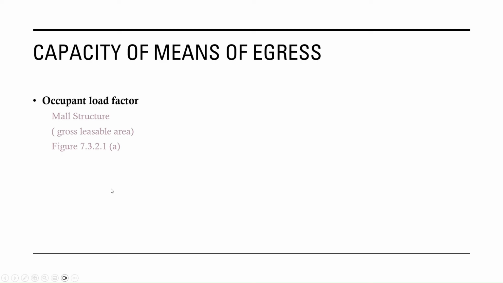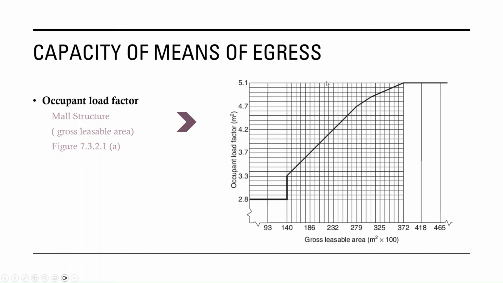So, what about the occupant load factor for mall structure? It is based on the gross leasable area as per Figure 7.3.2.1. Here, this graph shows how to determine the occupant load factor for the mall structure. It is based on the gross leasable area mentioned here, and the other side is the occupant load factor. The maximum occupant load factor is 5.1, and the minimum is 2.8 square meter per person.